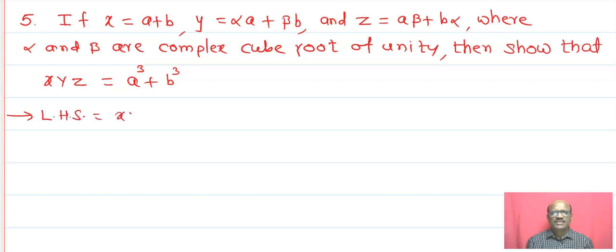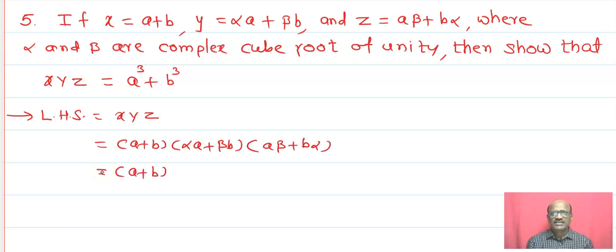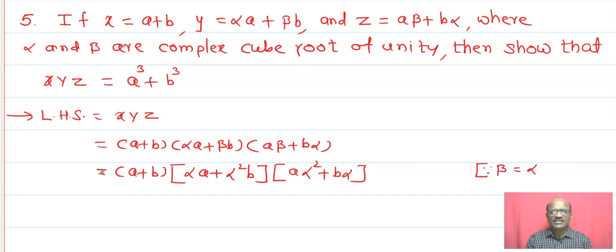If x is equals to a plus b, y is equals to alpha a plus beta b, and z is equals to a beta plus b alpha, where alpha and beta are the complex cube roots of unity, then show that xyz is equals to a cube plus b cube. Therefore LHS is equals to, in bracket. Now here we are getting some confusion with alpha and a, beta and b. Now see this. That is x into y into z.